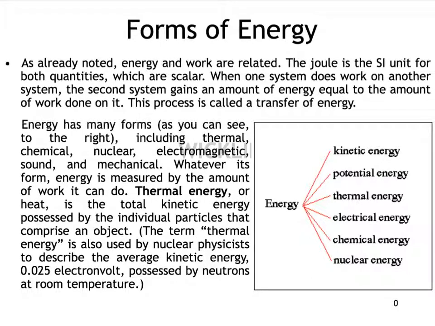Energy, as you know, is the ability to do work, and that is the only definition for it. So it also means that energy has a wide range of forms. Among those forms are kinetic energy and potential energy, but we also have thermal, electrical, chemical, and nuclear, and that's not even a complete list.